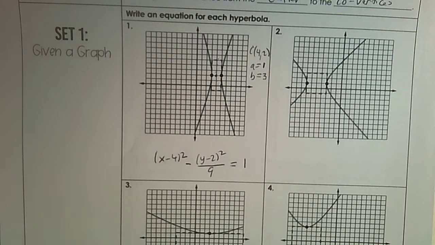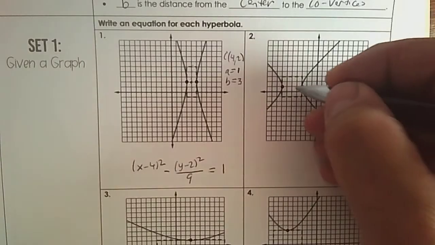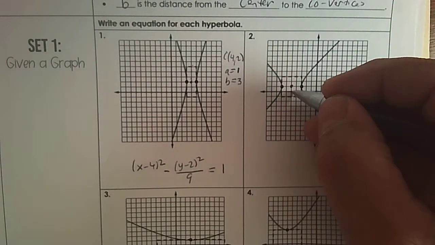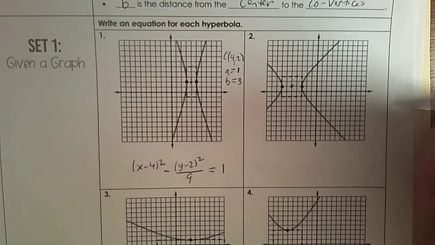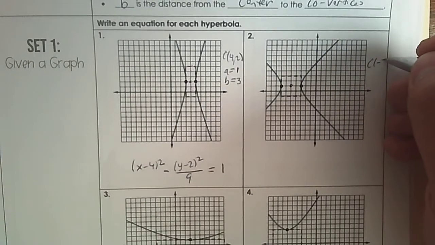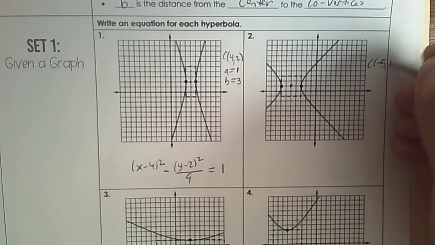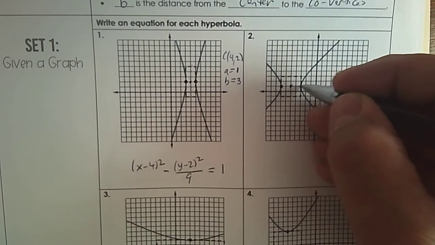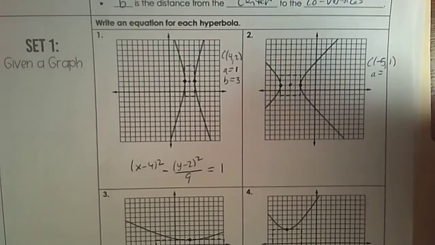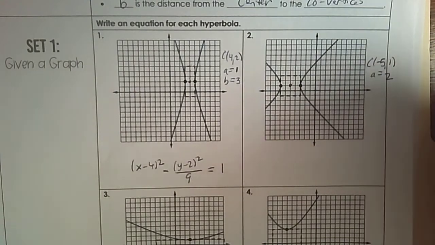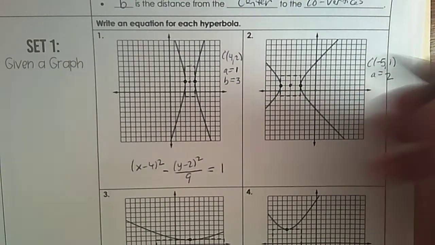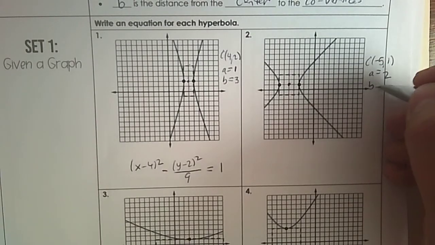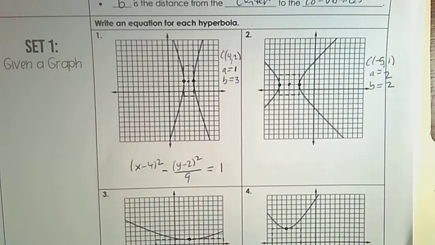All right, let's try it again. Number 2, find the center of this. So how many left and how many up for the center? So count. And the center is at -5 and +1. What does a equal? So from the center, how many to the right? That's 2. From the center, how many up? That's also 2. So that's all I need.